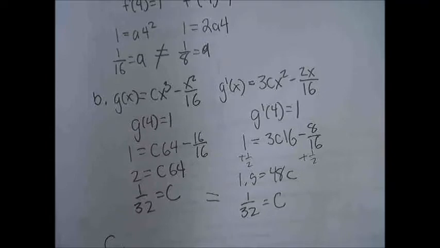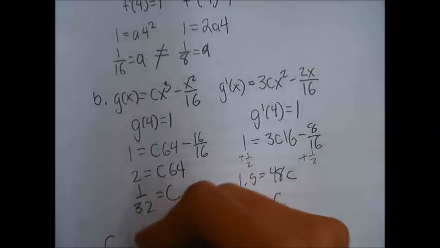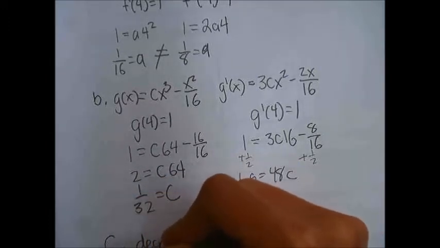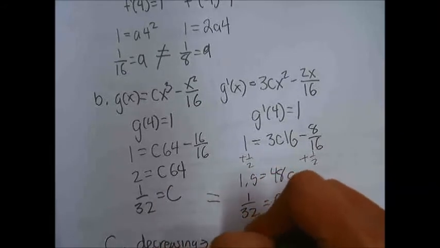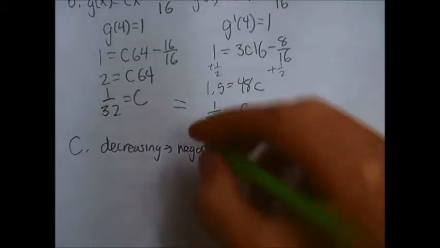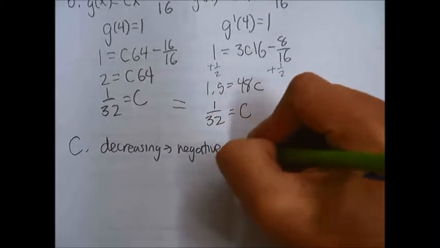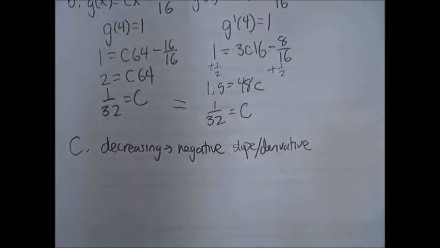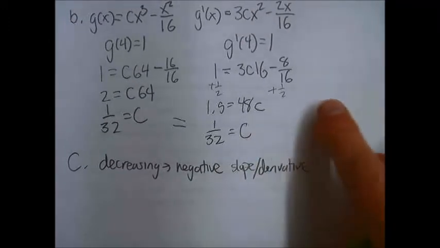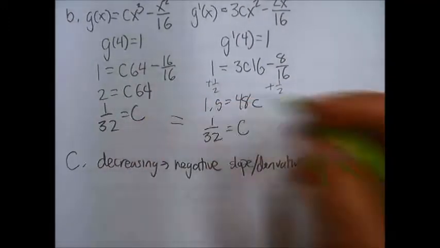However, in C, they tell us that it doesn't work. It doesn't meet requirement 3. And what requirement 3 says is that the function is increasing, which means that we need to find where the thing is decreasing. Now, decreasing means going down, which is negative slope or negative derivative. So I just need to see if the derivative can ever be negative.